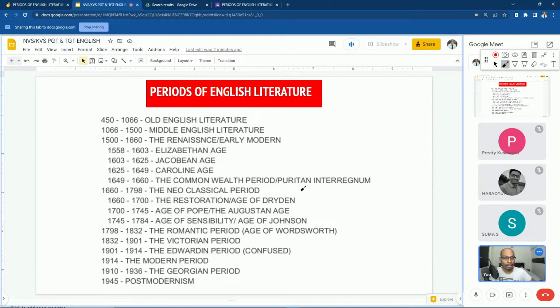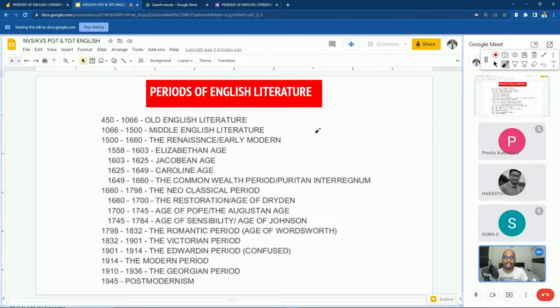Okay, again, please read from the first age up to the Commonwealth period. 450 to 1066, Old English literature. Then 1066 to 1500, Middle English literature. Then 1500 to 1660, this is the Renaissance or early modern.